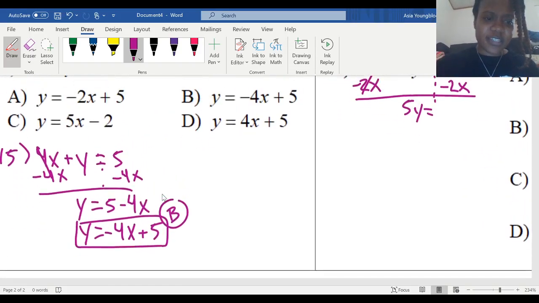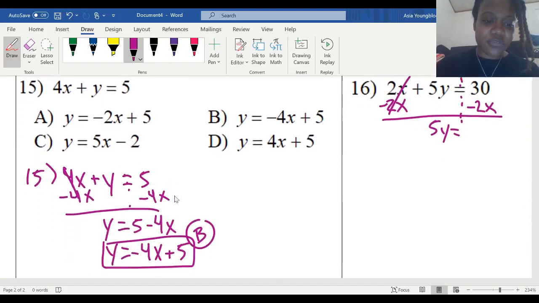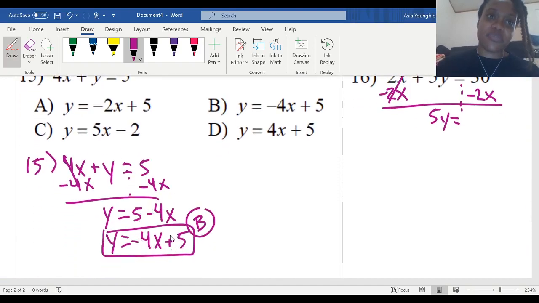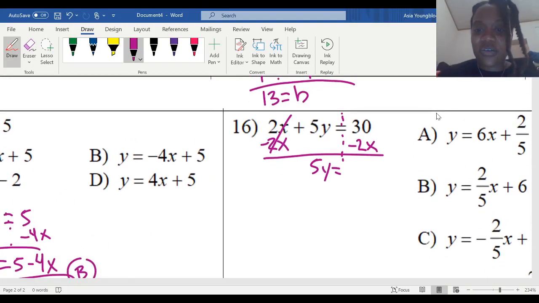and then something we need to note that I didn't really emphasize here is that we can't combine these, right? So we can't do 30 minus 2x and get 28x because they both don't have an x. So that's the reason here we kept these separate. We can't do 5 minus 4x because they both don't have an x. They're not like terms. So for 16, we have 30 minus 2x.